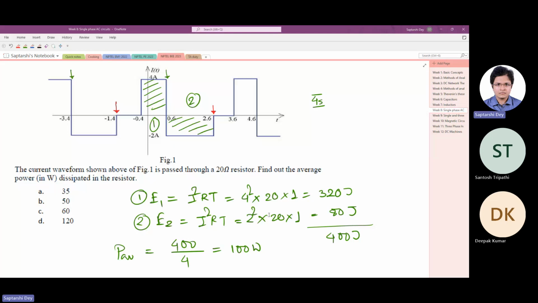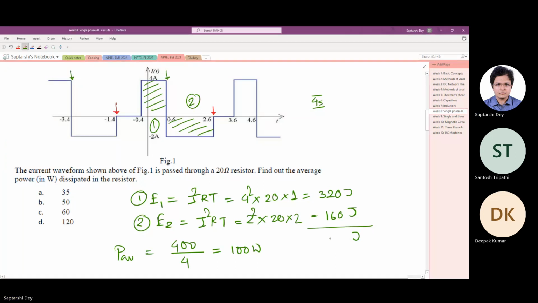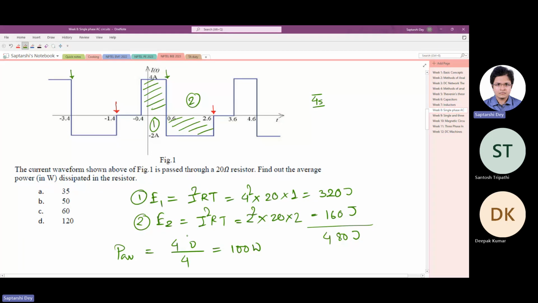Oh, sorry, it's 0.6 to 2.6. It is 2 seconds. So it is 160. So 320 plus 160 gives us 480. 480 divided by 4 gives us 120. 120 watt.